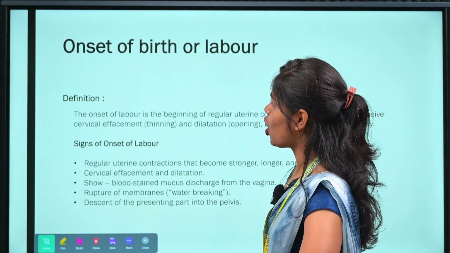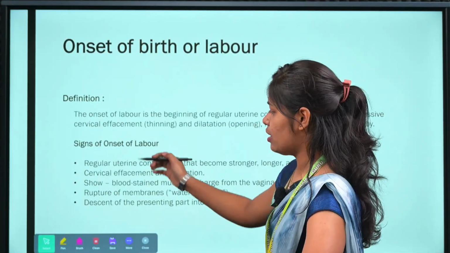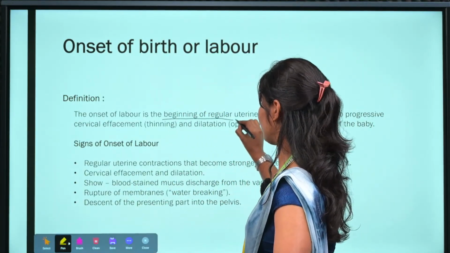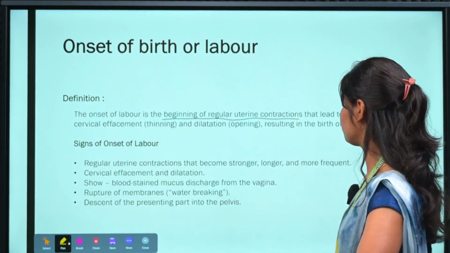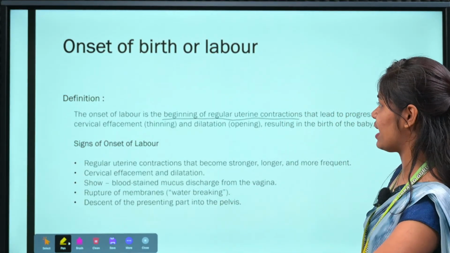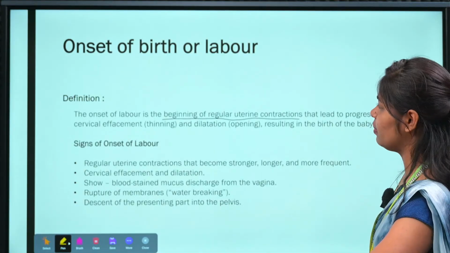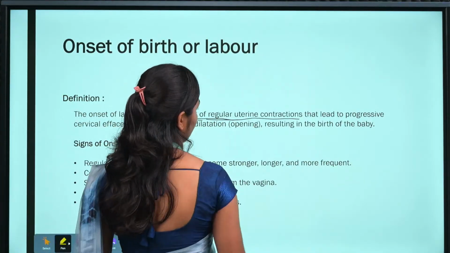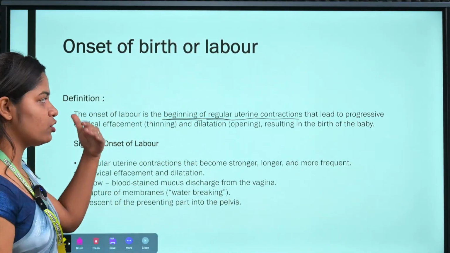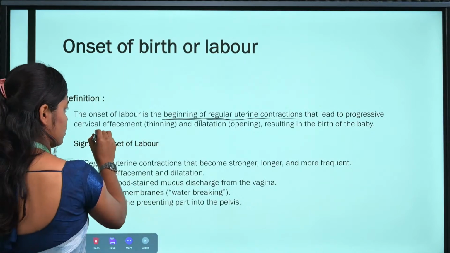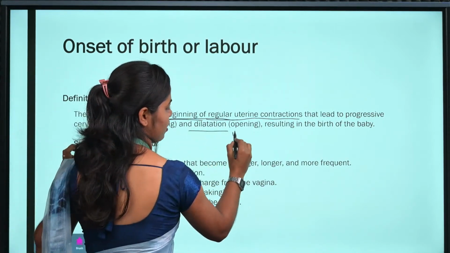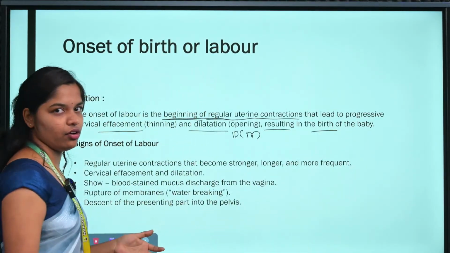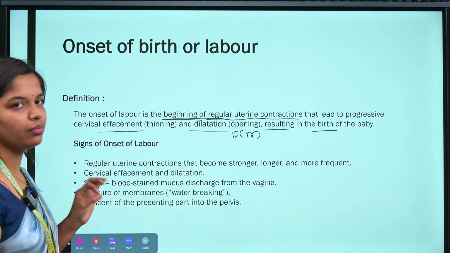Next will be the onset of the birth and the labor. Onset of labor is the beginning of regular uterine contractions that lead to progressive cervical effacement and dilatation, resulting in the birth of the baby. Onset means the labor is beginning with normal uterine contractions. There is progressive thinning of the cervix and dilatation, up to complete 10 centimeter dilatation, resulting in the delivery of the baby. That we call the onset of birth or labor.